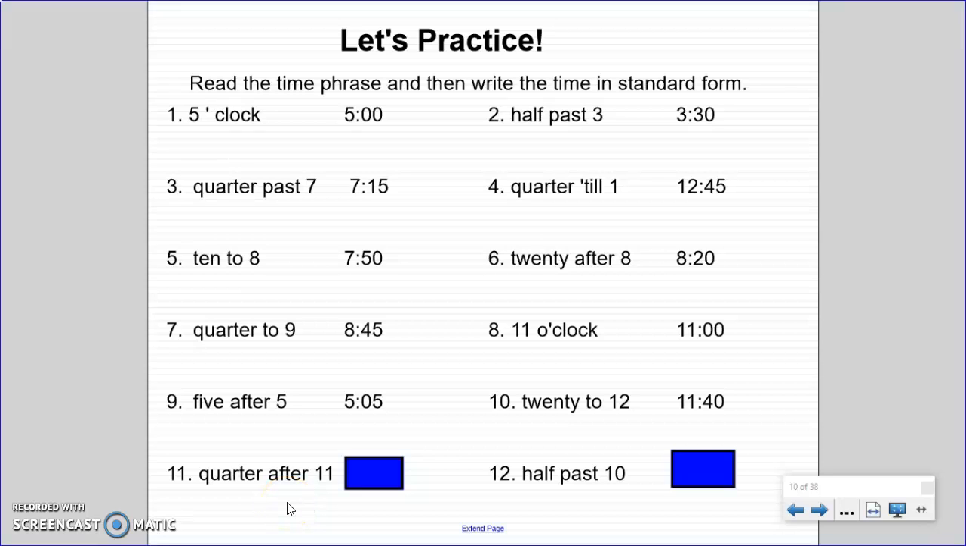11:15. In standard form is 11:15. 10:30, written in standard form, is 10:30. Good luck, third graders, today on your practice telling time using time phrases.